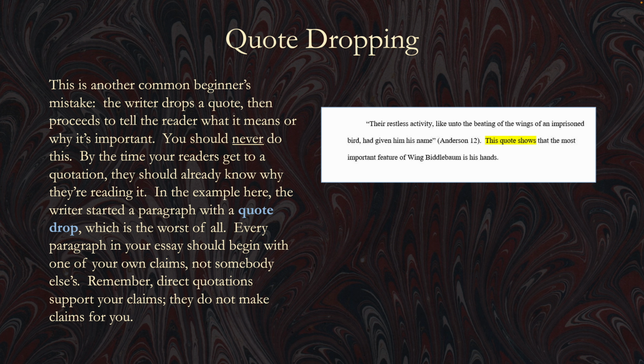Every paragraph in your essay should begin with one of your own claims, something that you're trying to prove, not somebody else's. So direct quotations support your claims. They do not make claims for you. This writer starts the paragraph with a quote and then says, this quote shows. It's all backwards, all backwards. This is another form of quote dropping.